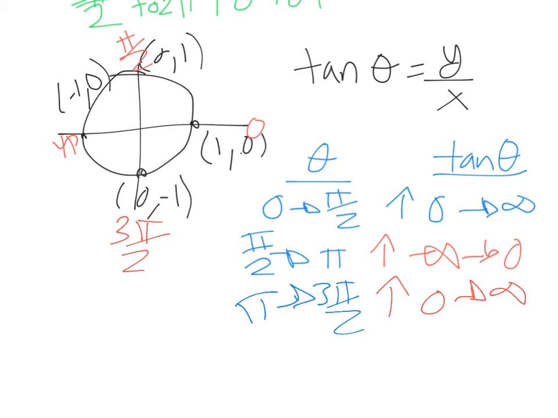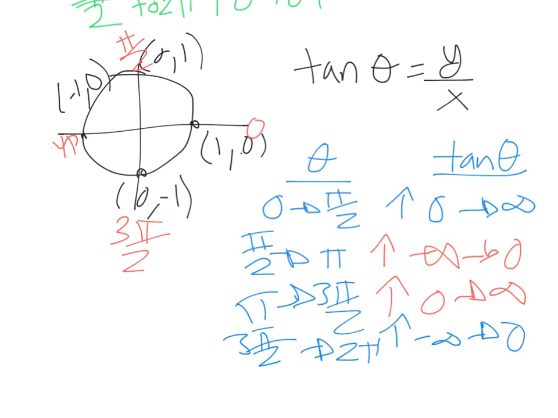And the last interval will be 3 pi over 2 to 2 pi. Now that we move over to just more than 270 degrees, just more than 3 pi over 2, y is negative, but x has become positive. So we're going to be starting out at negative infinity, and then heading towards 360 degrees or 2 pi, which is going to be 0 over 1, or 0. So notice in all of these cases, we have an increasing look happening.